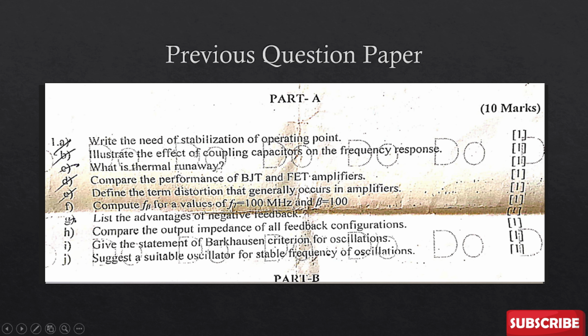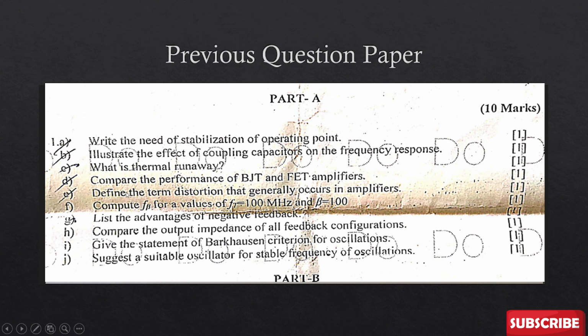Here, these two questions are from the first unit: write the need of stabilization of operating point, and illustrate the effect of coupling capacitors on the frequency response. This is from the second unit: what is thermal runaway, and compare the performance of BJT and FET. When this kind of question comes, you have to answer in one or two lines. Comparing performance means one is efficient, one is not, one is costly, another is not. One's gain frequency is high, one's gain frequency is low, like that.